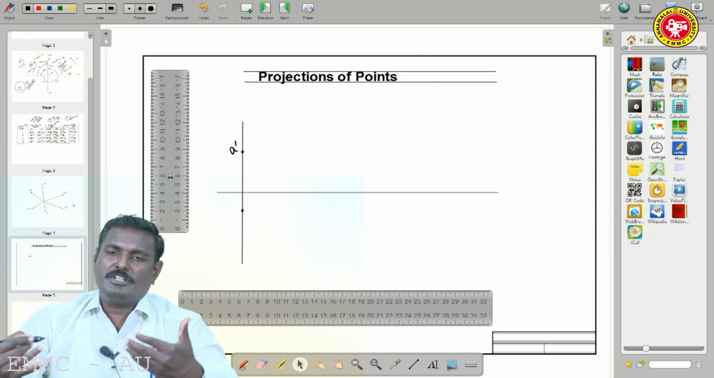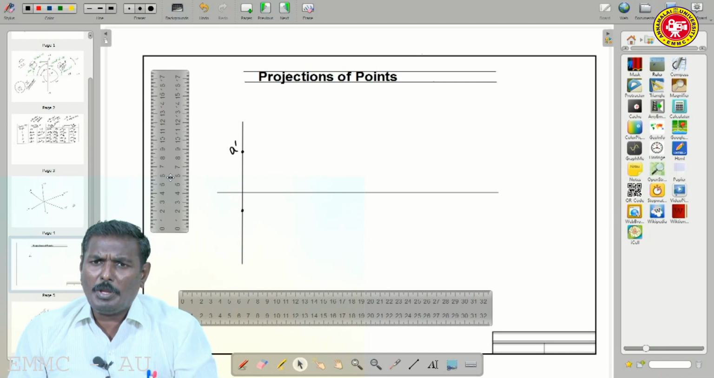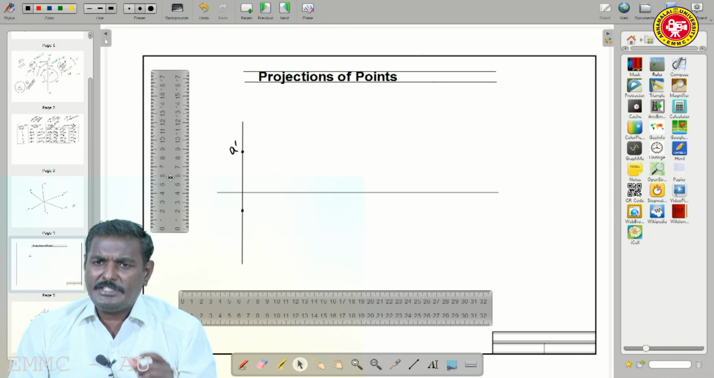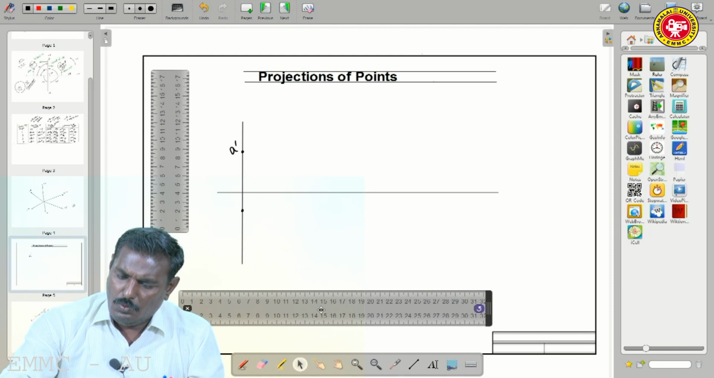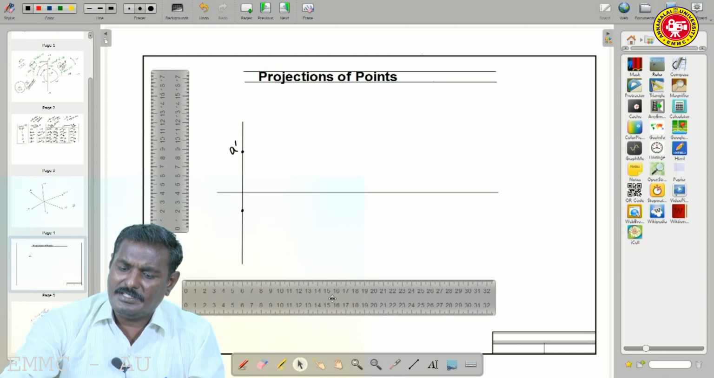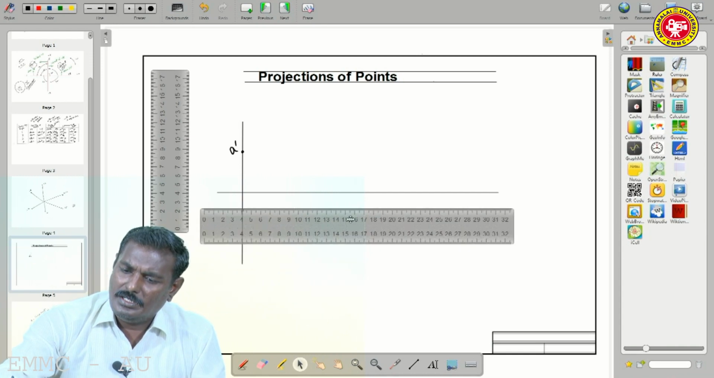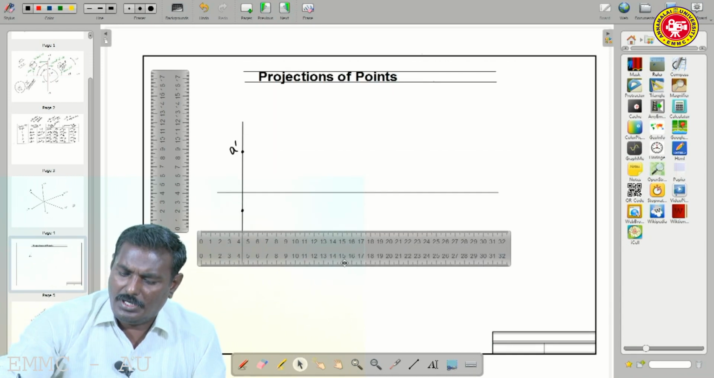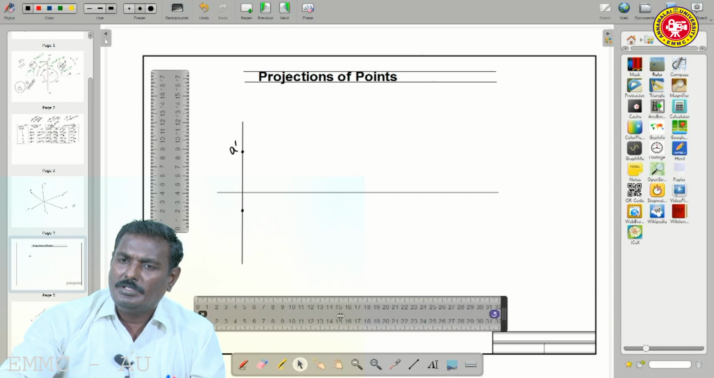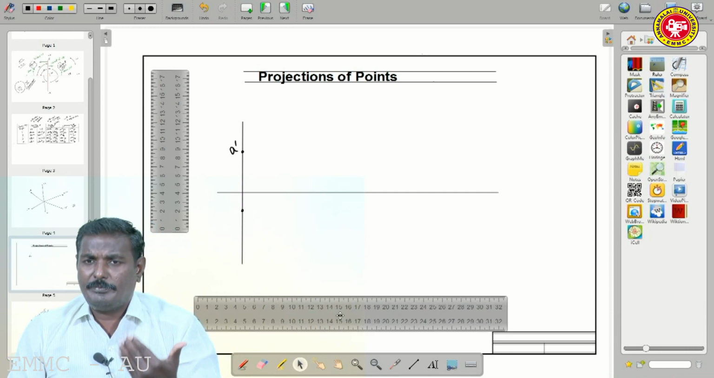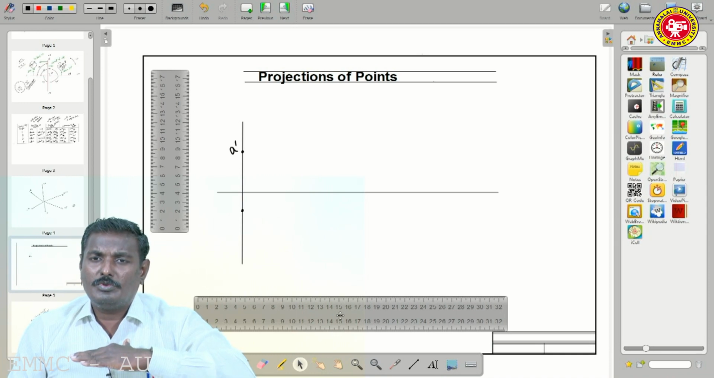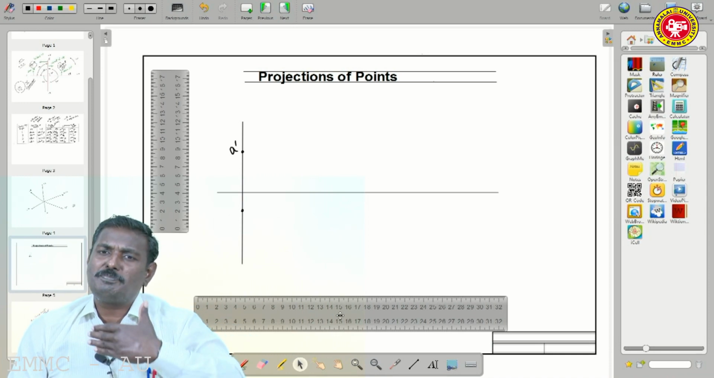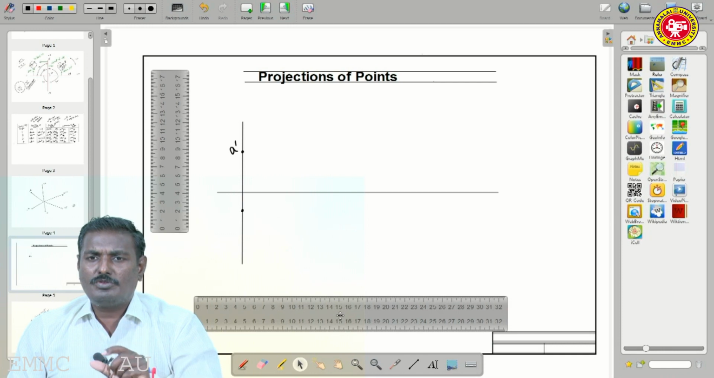Before starting any problems, first you have to set one scale. This is the horizontal scale, and it should coincide with any one of the borders, either the top border or the bottom border. Coincide means parallel.